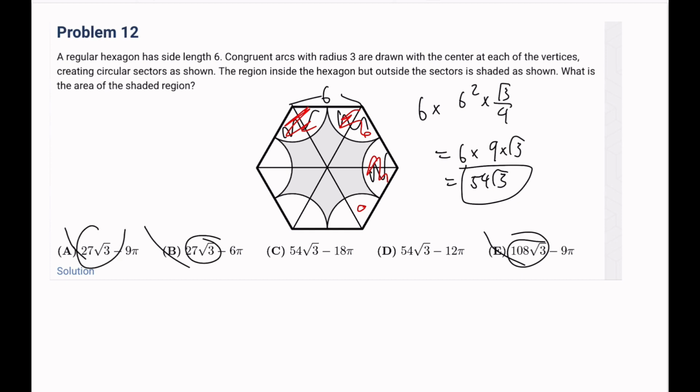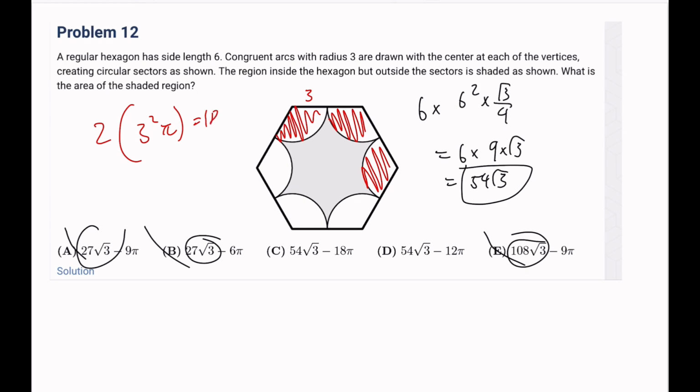And now to calculate the circles, these have radius 3, so one circle is 3 of these, so we need 2 of those 3, right? So it's 2 times 1 full circle, which is 3 squared pi, which is 18 pi. The answer is 54 root 3 minus 18 pi, which equals C.